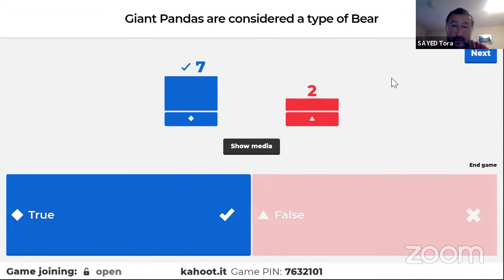The answer is true. The correct answer is true. Yes, giant pandas are considered a type of bear, and that is the correct answer.